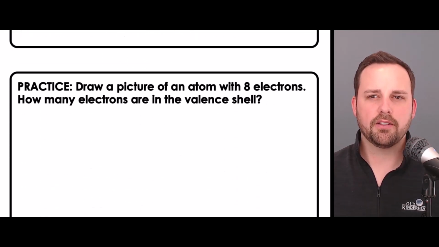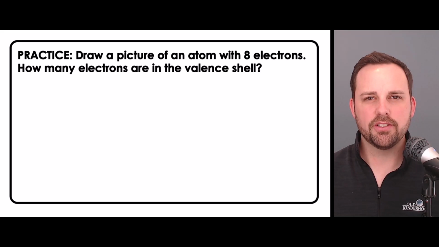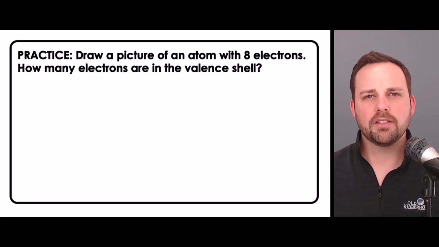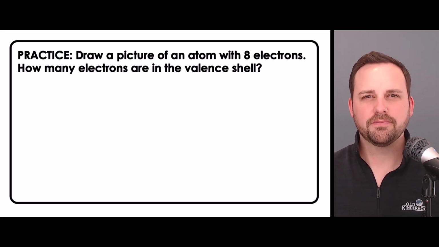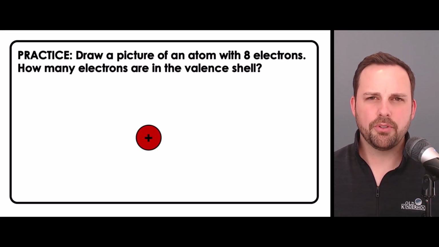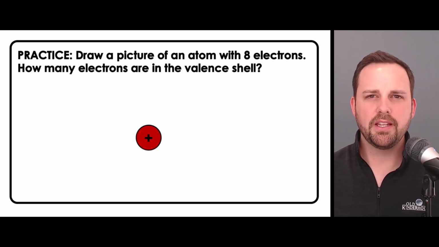Here's another practice question that you can try to do on your own. Draw a picture of an atom with 8 electrons. And again, the most important part of this exercise is to draw the electron shells with the correct electron configuration. Pause this video and try to do it on your own. Just as before, we'll start by just drawing a very simple nucleus. Instead of drawing all of the protons and neutrons, we'll just draw a big red circle with a plus sign in the middle. That represents our nucleus.